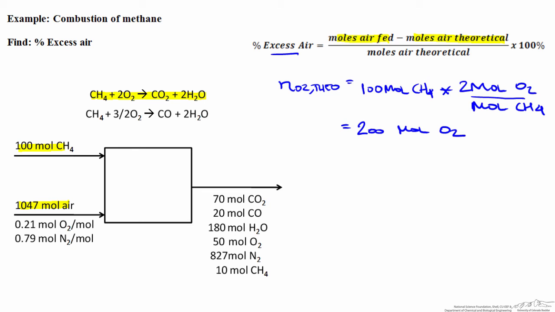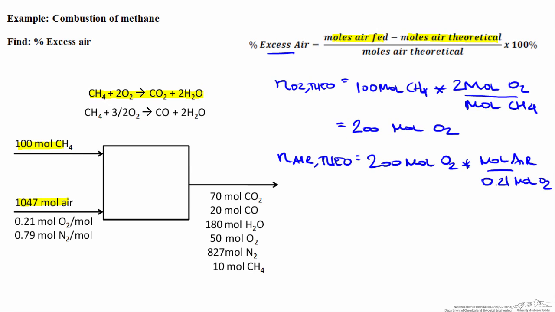In this example, we're not reacting methane with pure oxygen, so we should need more air to supply the required amount of oxygen. We can find the necessary amount of air if we consider that air is composed of 21% oxygen. By multiplying our 200 moles of oxygen that we need by a mole of air over the composition of oxygen, which is 21%, we find that we need 952 moles of air theoretically.